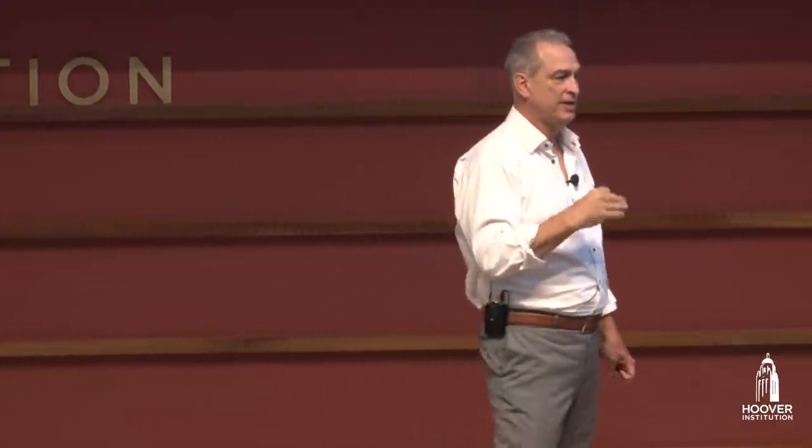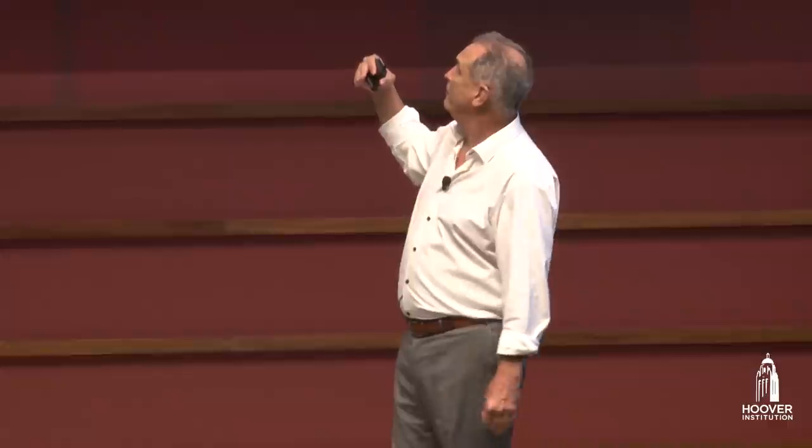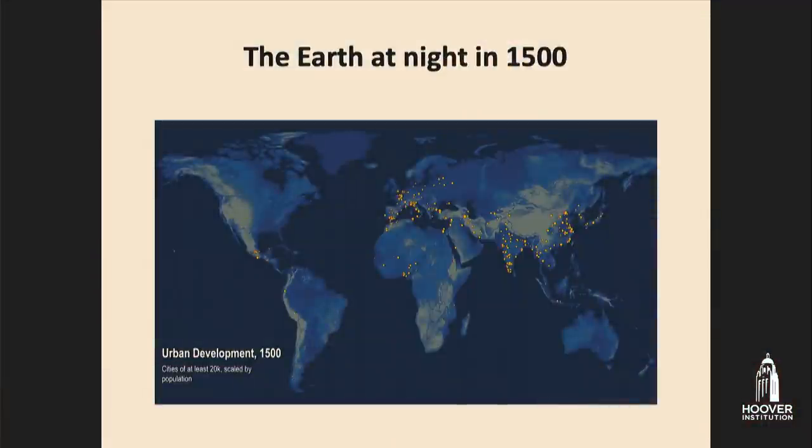It is a fun fact at the kind of cocktail parties people like me like to hang out at, which is to say we don't have a lot of fun. Going back then every 50 years back to 1500. So here's what the globe looks like in 1500. I've blown up the cities because otherwise you wouldn't see them. If they were actual size, you'd say the world's completely dark and you would be right.